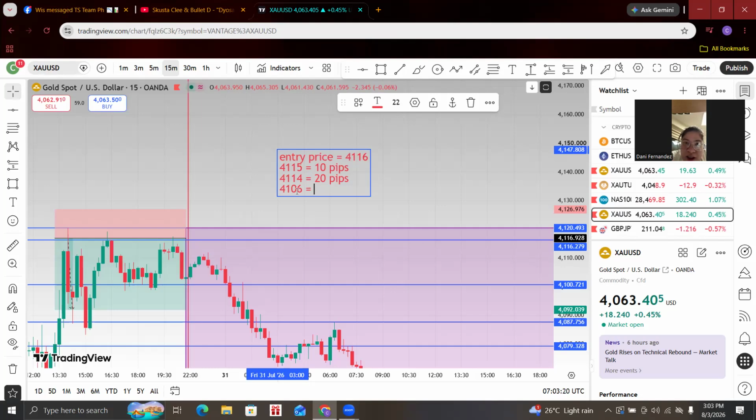Times 10 po, right? Yung last number. So the entry price is 4116, right? And then it went down to 4106. So that's already 10 numbers, right? Because 16 to 06. So that's 100 pips.